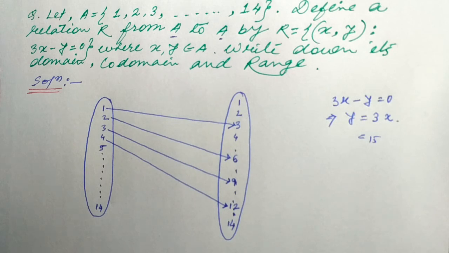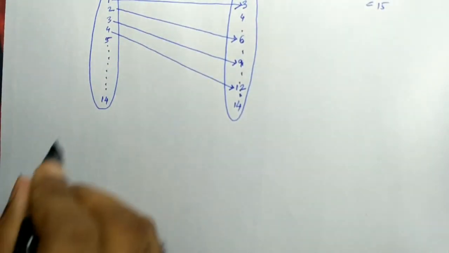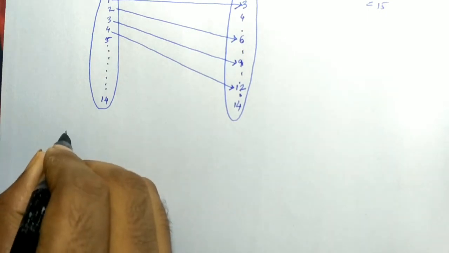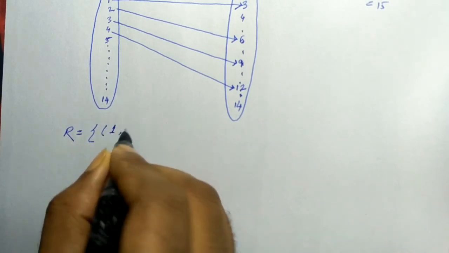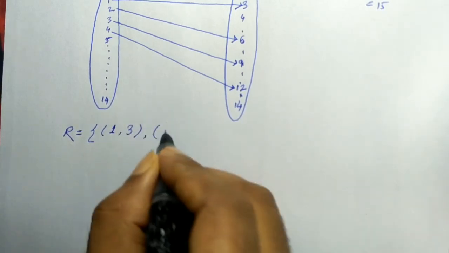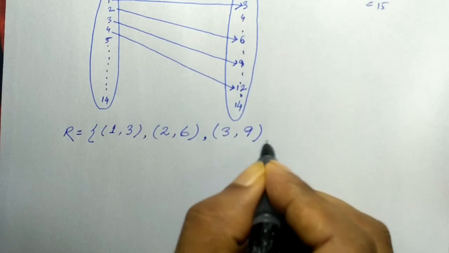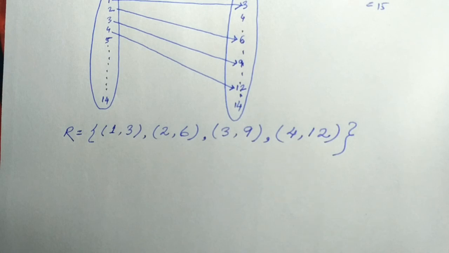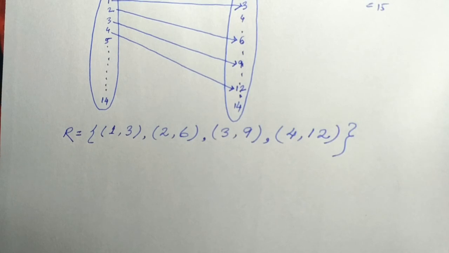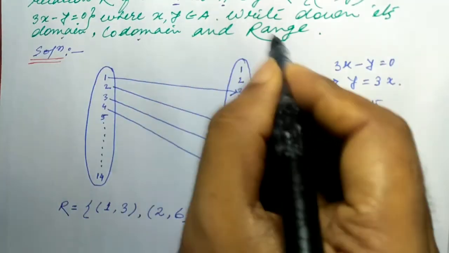So from here, if we express this relation in roster form, then R equal to {(1, 3), (2, 6), (3, 9), (4, 12)}. This will be our relation. Now we have to find domain, codomain and range.